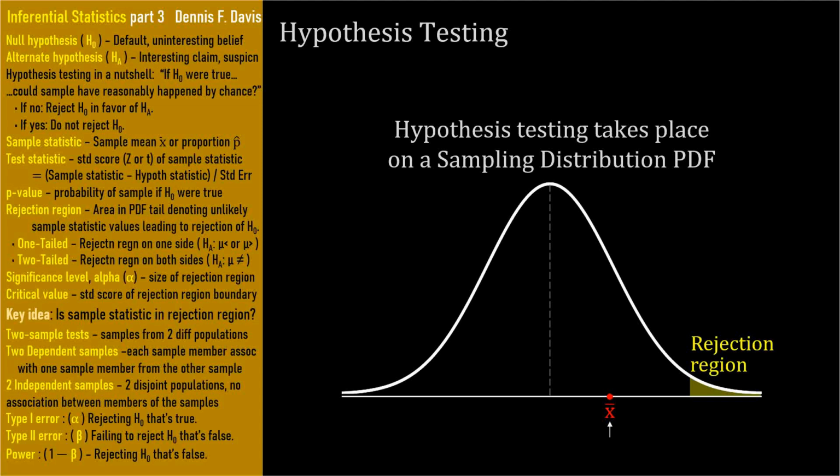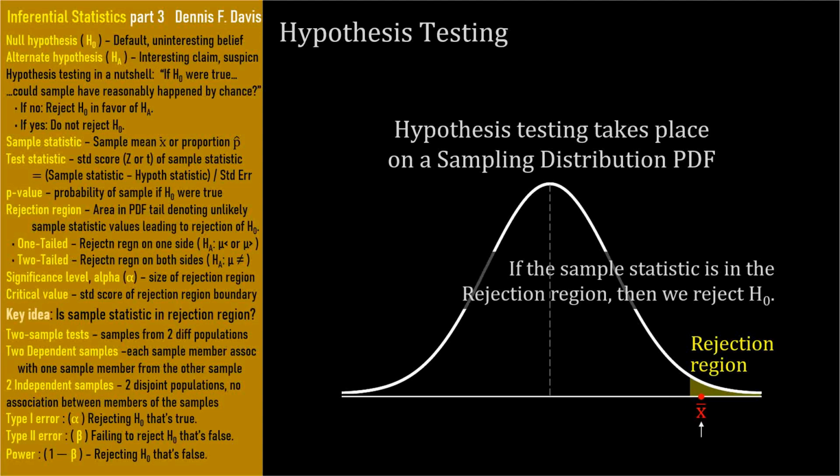If the sample statistic lies in our predefined rejection region, then we conclude, rightly or wrongly, that the sample could not have reasonably happened by chance if H0 were true, so we reject H0. The underlying assumption is that a sample statistic out here is so unlikely that there must be something else going on, and that H sub a being true is a more likely explanation than H0 being true.